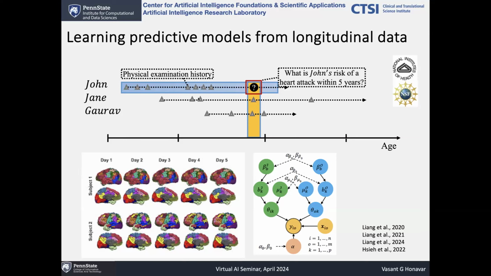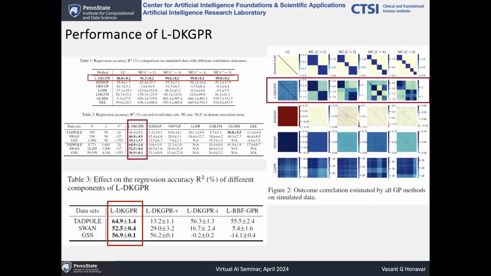So predicting the risk of a particular illness so that you can put in place some interventions early on. You can look at how somebody's risk is changing over time. You can look at how different patients are similar or different in terms of how they respond to particular medications. All of these problems fall under this general umbrella of learning from longitudinal data.